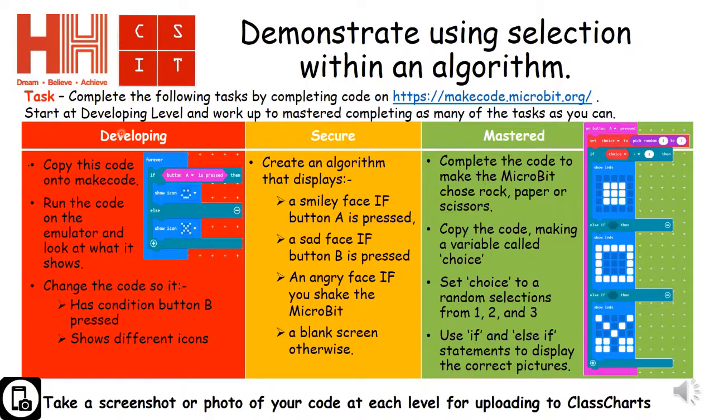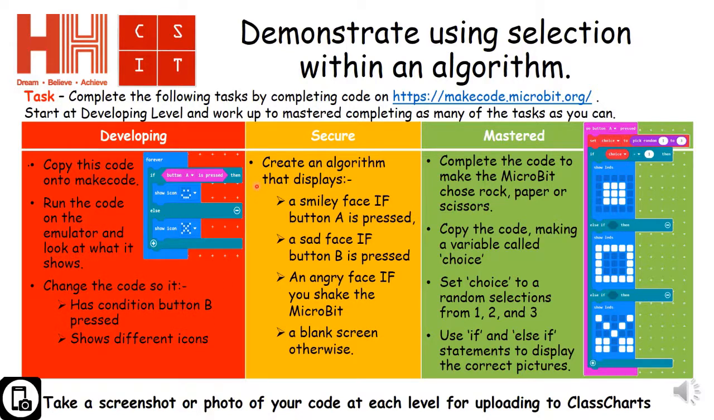Developing level, your task is to first of all take this piece of code displayed here. You must get that piece of code copied onto MakeCode. Run the code on the emulator and have a look at what it shows. That's your first task. Once you have run it, you need to change it. The change you will make is that it has the condition button B being pressed instead, and shows different icons for both the true and the false outcome. When you have completed that task, take a screenshot and upload that to ClassCharts.